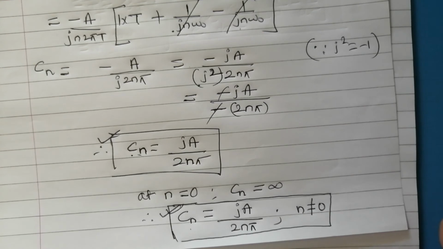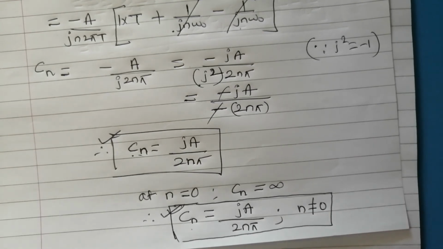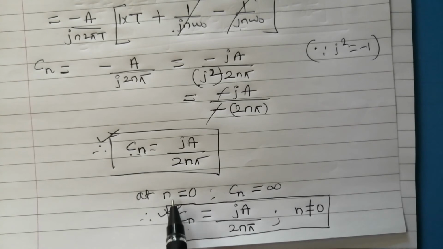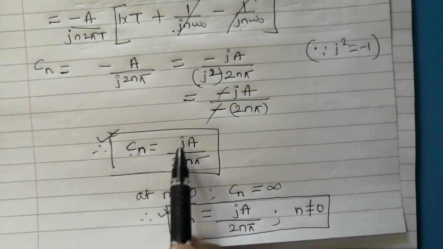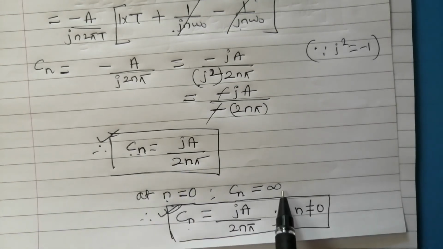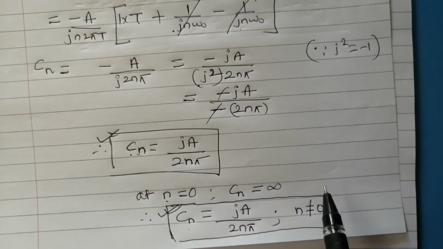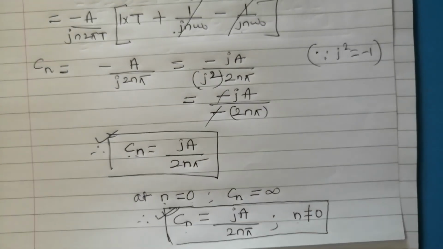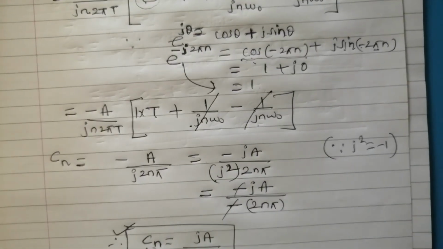Now we will try to find the C value at n equals 0 by another way. Because in this particular relation we have seen that by putting n equals 0, this is going to be infinity, which is indeterminate. So we will write this Cn equals this much, but n should not be 0. Now we will find the result of the Fourier coefficient at n equals 0 separately.